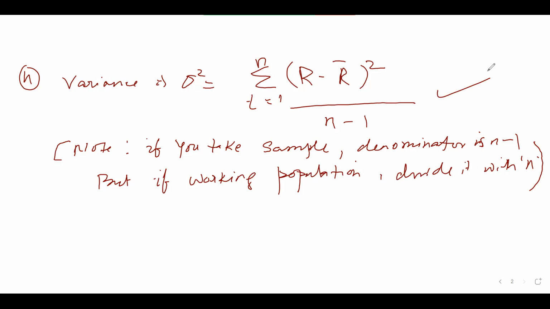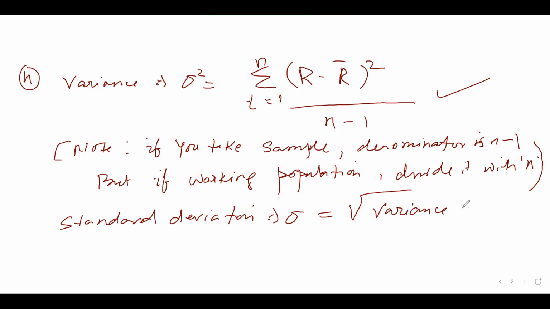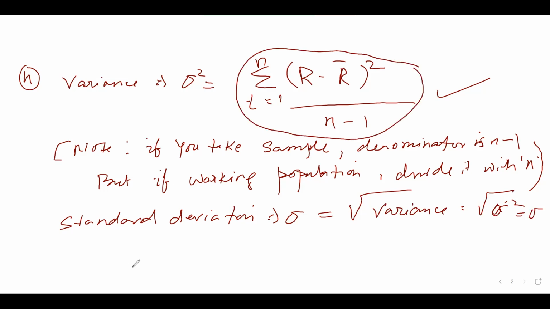And after you calculate this, the standard deviation is simply the square root of the variance. Standard deviation, which is given as sigma, is the square root of sigma square. Or you can also take it as the square root of the variance term, which is the summation of R minus R dash squared, divided by n minus 1, with t changing from 1 to n.